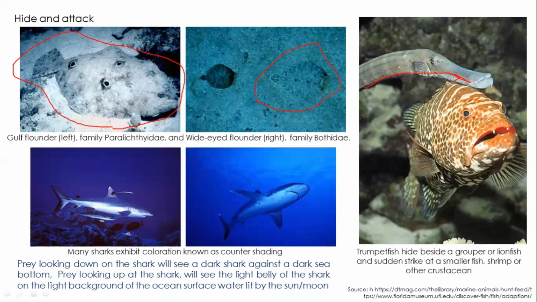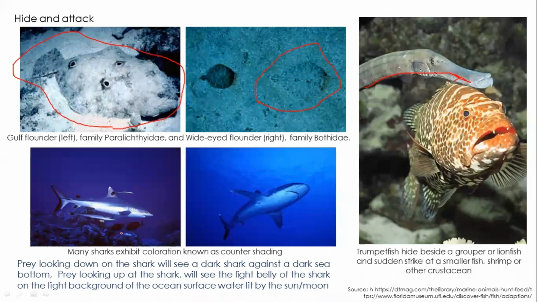So, and the third example here, you can see the sharks. So shark has exhibited a coloration pattern which is contrast, or which you can also call counter shading. So it will be light at the bottom and it will be dark at the top.